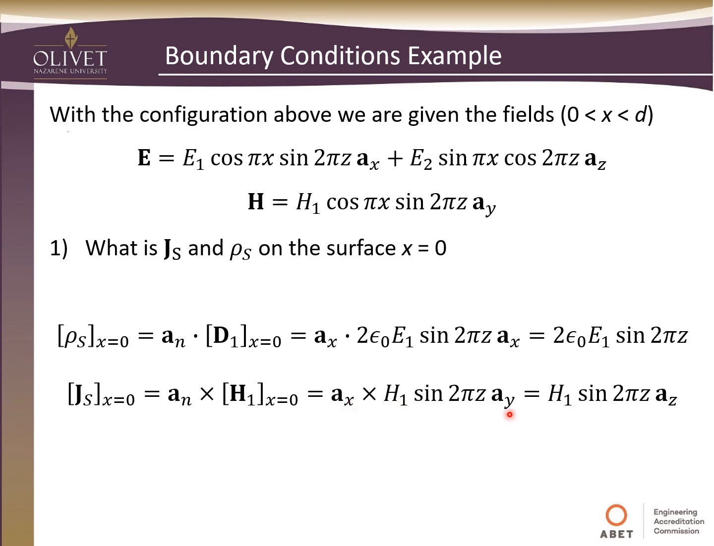So when we cross ax with ay, that gives us az, and multiply that out, and you can see that the current and the fields are related to our magnetic field in that sense. And so we have to take into account that this is at x equals 0, so when we put that x in here, our cosine of 0 is always 1, so that's what happened to the cosine function. And so here is an expression for the current density on that surface.